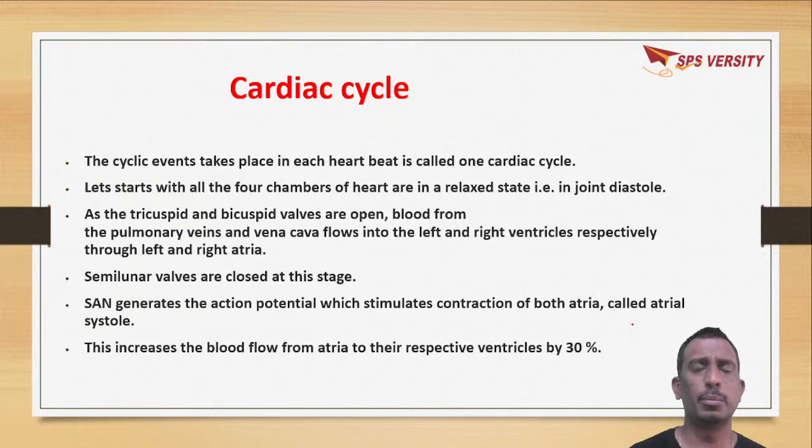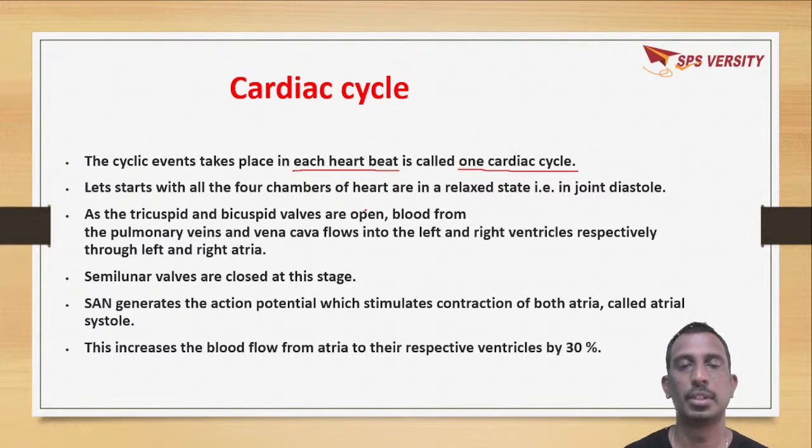Now we are going to discuss the cardiac cycle. So what is this cardiac cycle? The cyclic events which take place in each heartbeat are called one cardiac cycle. So heartbeat is a cyclic event. In this cardiac cycle, we'll start with the 4 chambers of the heart, that is, when they are in relaxed state.